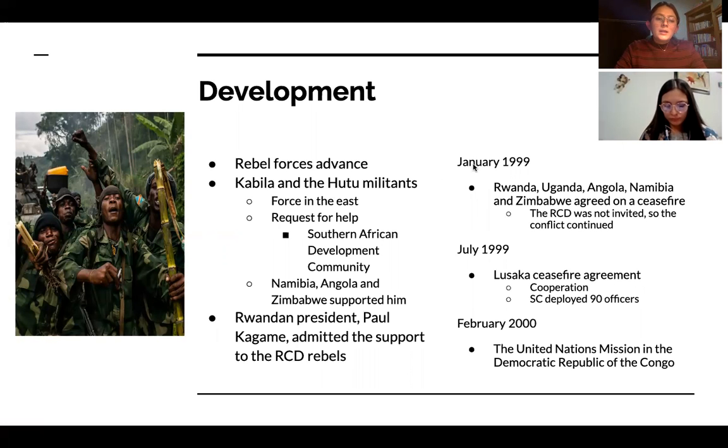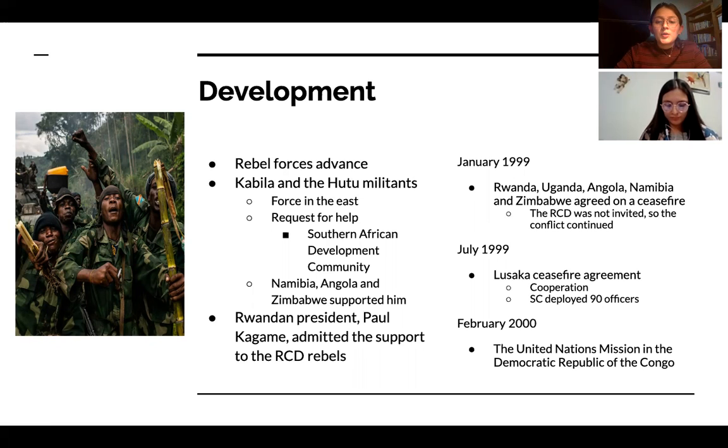Later on, with the development of the conflict, the rebel forces advanced a lot until they reached Kinshasa, and Kabila was supporting the Hutu militants because they had a significant force in the east. And later on, Kabila requested help, and the ones who responded were the Southern African Development Community, and then Namibia, Angola, and Zimbabwe supported him.